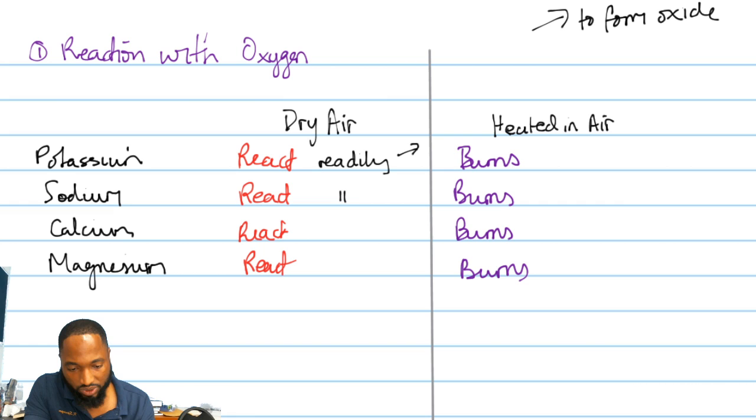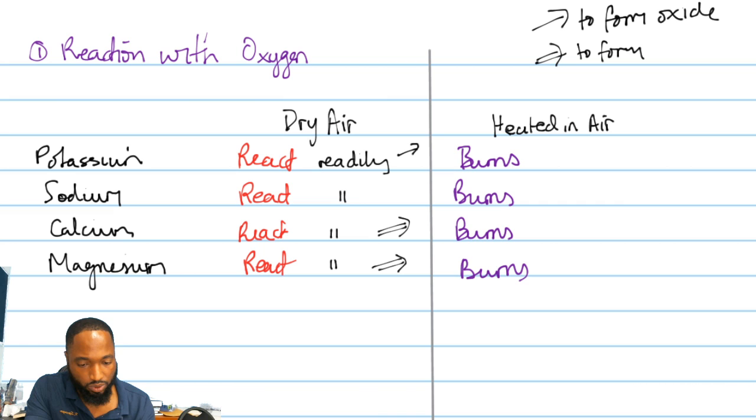We're still using the word readily here, but we're going to throw in 'to form a coating of the oxide.' So we're using that double arrow there. This is just how I would do this if I had this piece here: to form a coating of oxide. You understand how I do it?